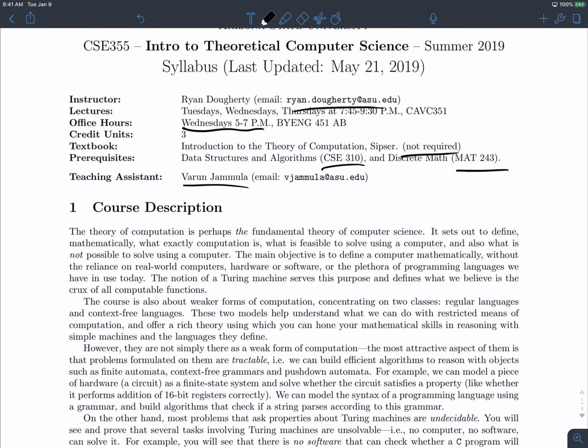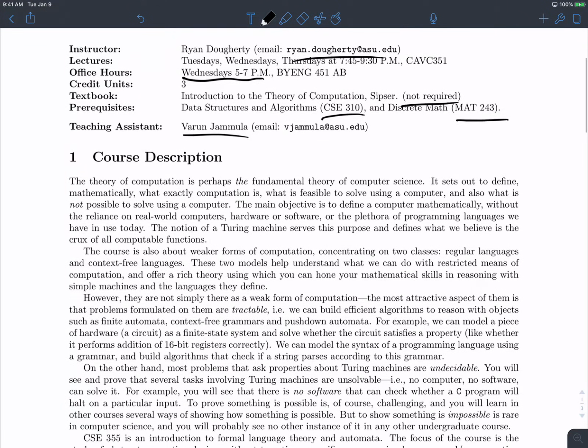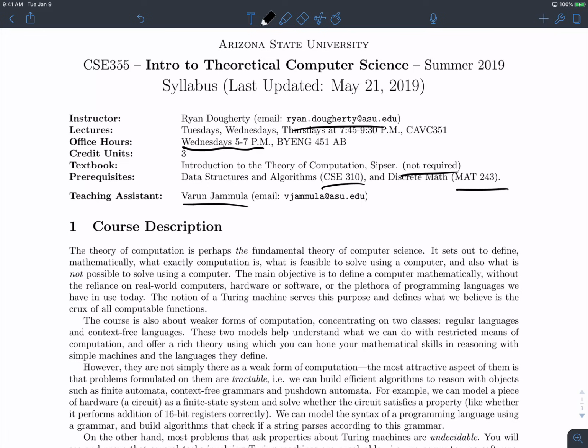So he'll be great. What he'll be doing is helping me proctor, but more importantly, he's going to put up recitations each week, not this week, but every week after. He's going to make a video on recitations, going over some problems and working through solutions. So basically practice problems for that. Any questions about logistics stuff?